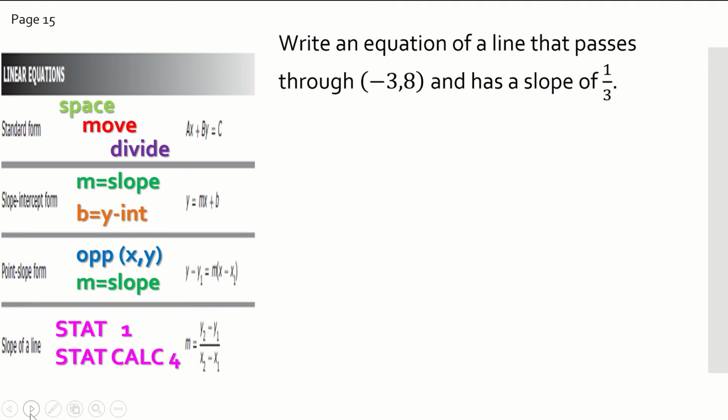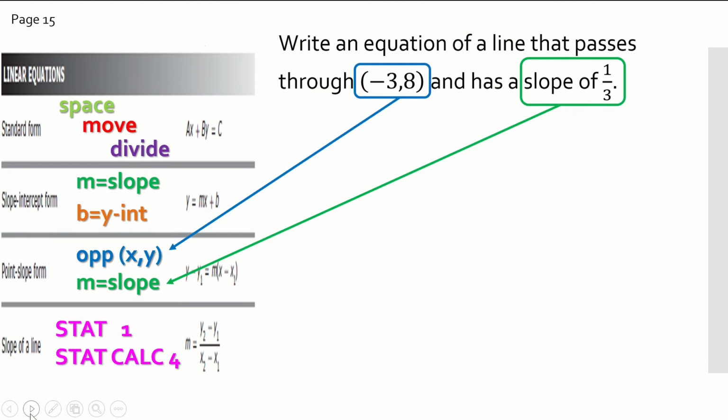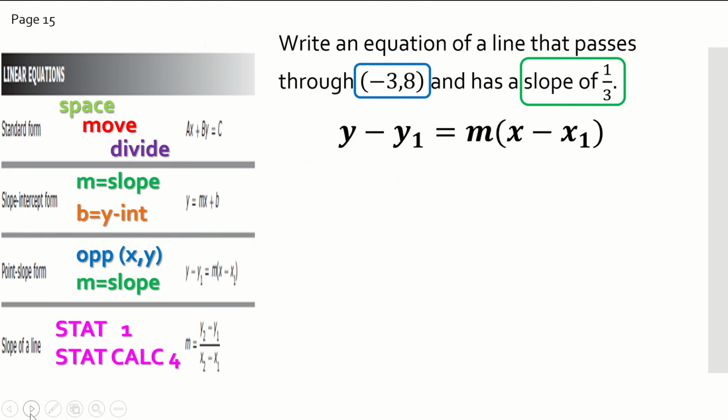Here it asks us to write an equation of a line that passes through the point (-3, 8) and has a slope of 1/3. So we're given a point and we're also given a rate of change, or the slope. The easiest form to put this in would be point-slope form, which again is y minus y1 equals m times x minus x1. We're ready to plug in our m, the slope, and then the (x1, y1) point.